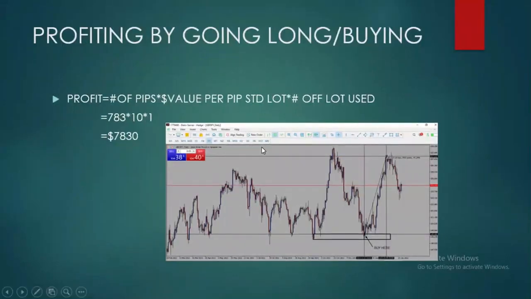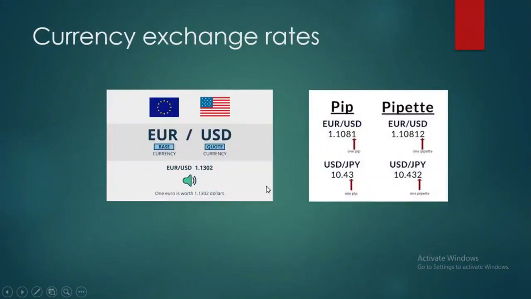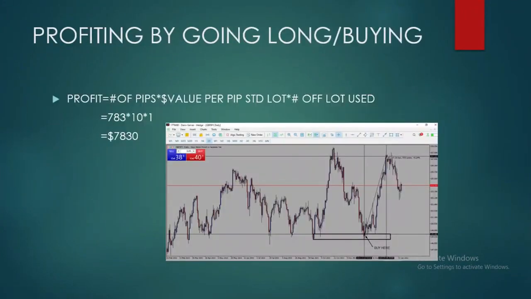So knowing that the movement from here to there is 780 pips, someone will actually want to know the monetary value of that movement. How much will you have made from taking this buy up to that zone? There is a formula that we use for calculating our profit. Profit can be positive or negative, depending. So our profit is the number of pips from this movement multiplied by what we call the dollar value per pip standard lot. This is just a standard formula that we use.